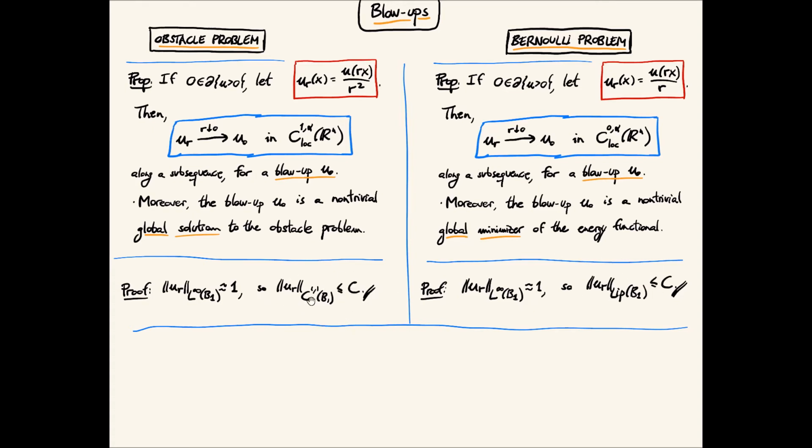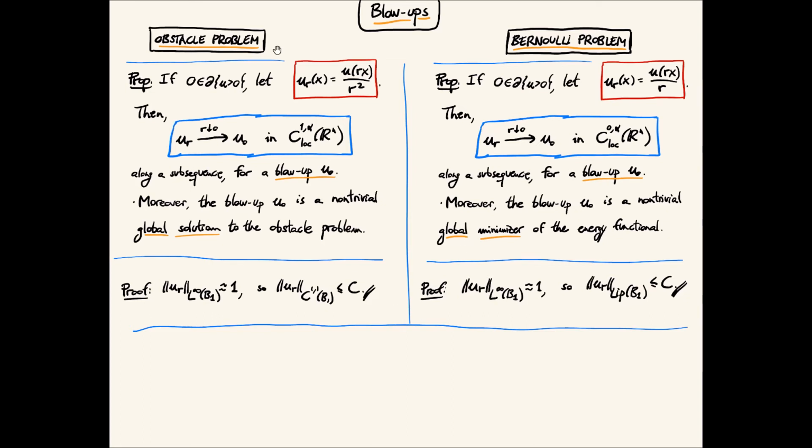And once you have this, then by Arzelà-Ascoli, these functions U_R, up to a subsequence, will converge to a function U_0. That is what we call the blowup. And then passing the equation to the limit is easy, simply by uniform convergence. It's not difficult to see that you can really pass the equation to the limit and get a global solution to the obstacle problem. And same here: thanks to uniform convergence, you pass the equation to the limit.